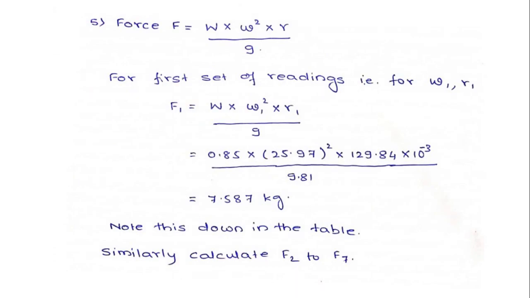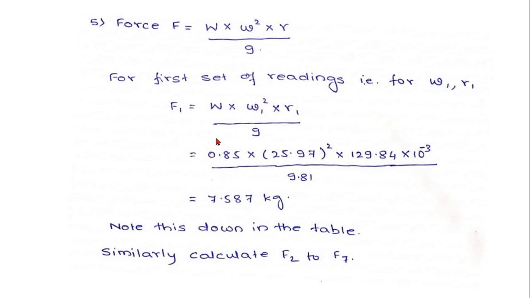So the force F is given by the equation W into omega square into R upon G, the acceleration due to gravity. W we already know, it is the weights which are present in that governor. So their weight is 0.85 kg. Omega we have already calculated, R also we have calculated, and G is constant 9.81 meters per second square. So for the first set of readings, that is for omega 1 and R1, we calculate F1. So F1 will be W into omega 1 square into R1 upon G.